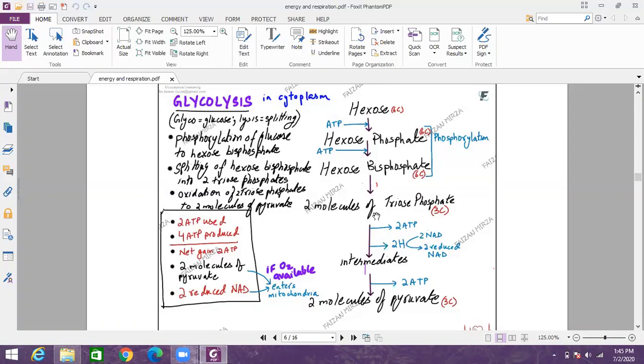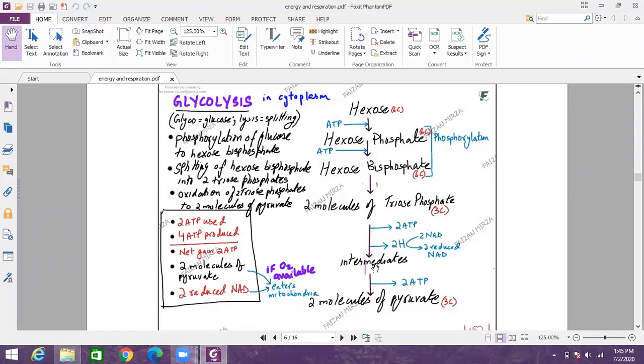The triose phosphate molecules then produce two ATPs by substrate level phosphorylation, which means rearrangement of bonds, so two ATPs will be produced. Two hydrogens will be removed and they will be added to NAD. Two reduced NAD will be made. You know what happens in reduction? Gain of hydrogen. Then two molecules of triose phosphate will turn into various intermediates.